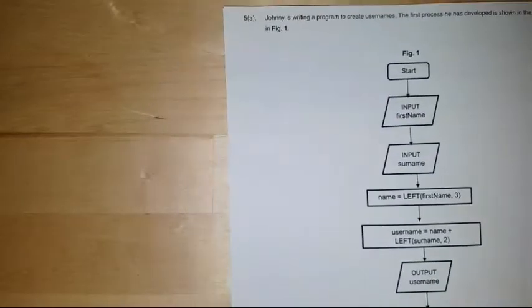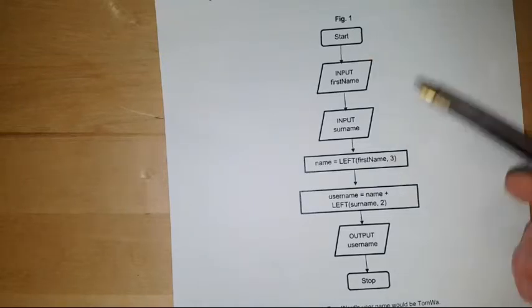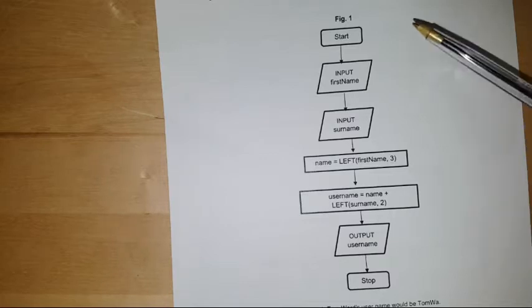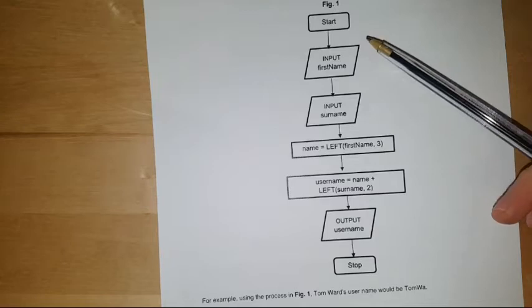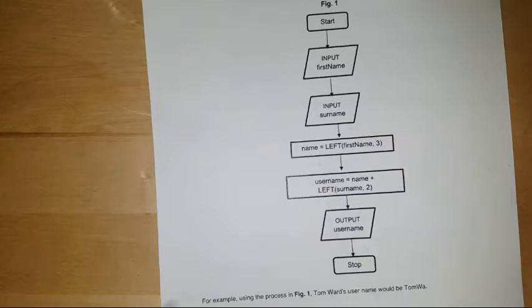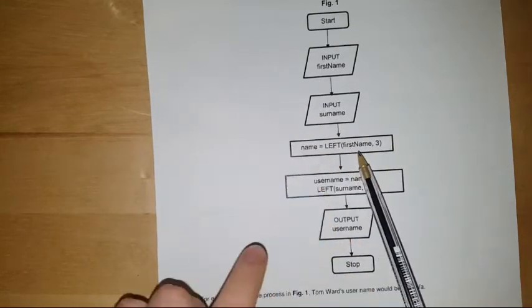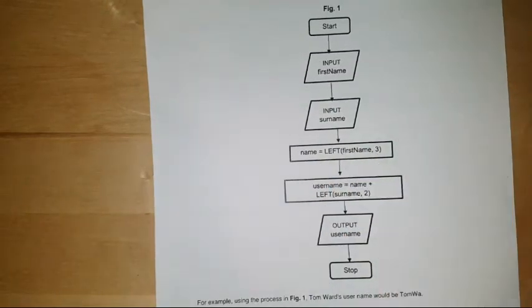Right, question 5. You're given a flowchart here. Obviously look through the flowchart first of all, make sure you understand it. This is for creating usernames. So what the flowchart is saying here is that it's going to take the input of the first name, input of the second name, surname, and then this name variable is going to start from the left, and it's going to be the first name, and it's going to be free. Now, because this is pseudocode, this doesn't really make sense in a Python kind of way, but it does make sense from the point of just looking at this.